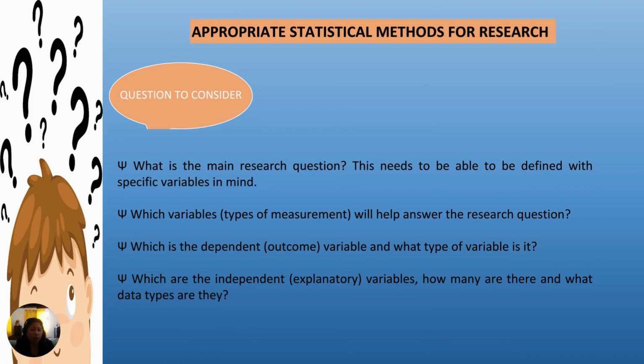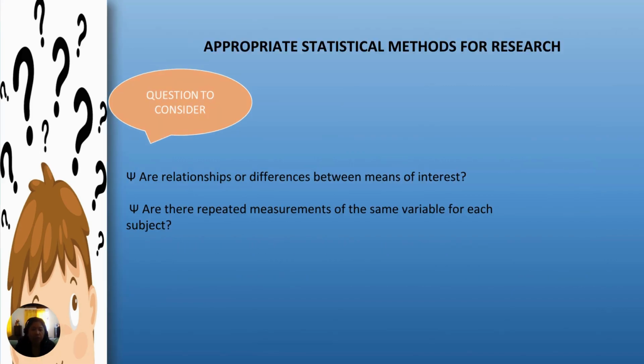So another question to consider is whether relationships or differences between means of interest are present. Are there relationships or differences between means of interest? This is a super important question also, no? If you're interested in relationships, you're asking if there is a connection between the two variables. That means you're likely to use tests like correlation or regression. So that will help you understand.